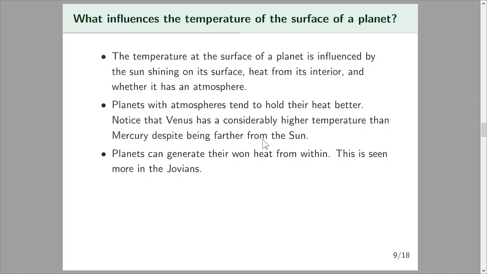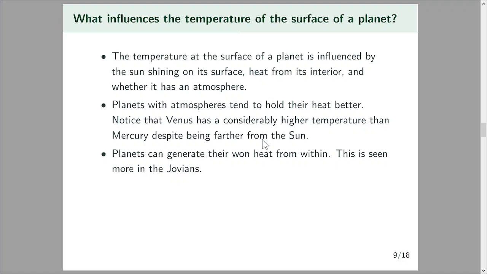What influences the temperature of the surface of a planet? Well, we've talked about this a little bit just before. It turns out how close it is to the sun, whether it's getting heat from its interior. All planets, well, I shouldn't say all of them, the ones who haven't completely cooled off to their core are getting a little bit of heat from their interior. The Earth is, for example. But the amount of heat we get from sunlight at the surface is much greater.